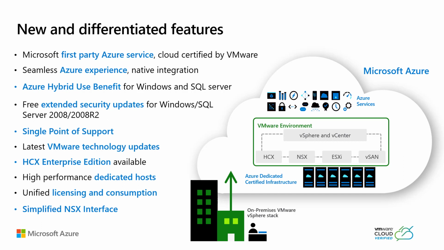If you have an issue with your AVS environment, what you will do is open up a support ticket with Microsoft. Microsoft will troubleshoot all of the Azure components. And then if there's something with VMware that needs to be troubleshot, Microsoft will reach out to VMware on your behalf to work in conjunction for a full resolution.